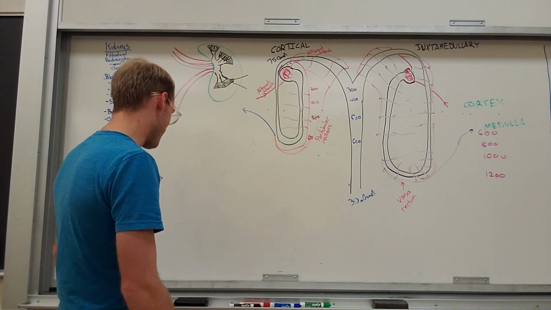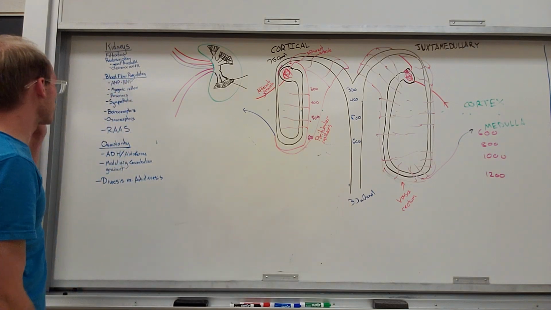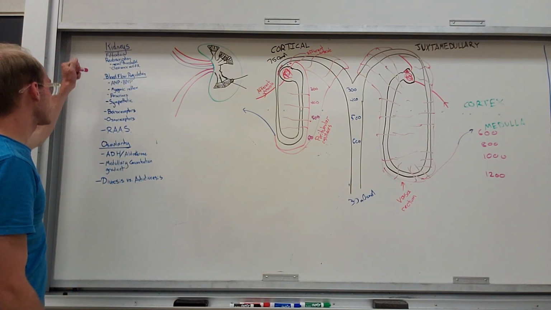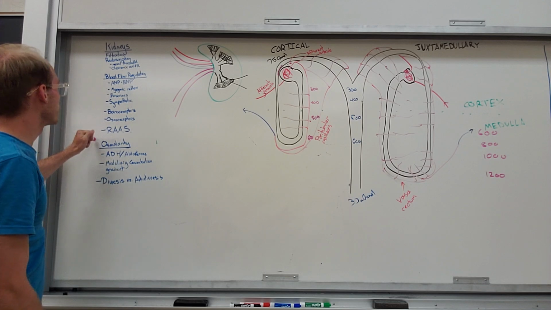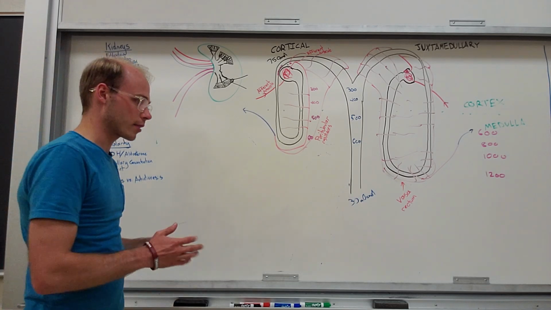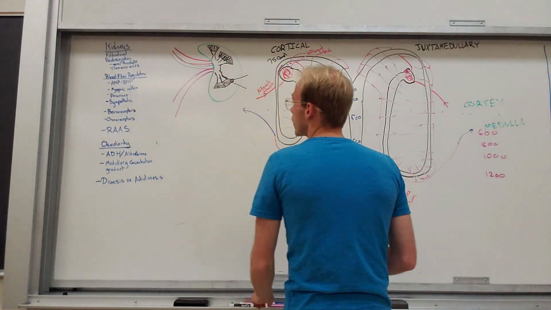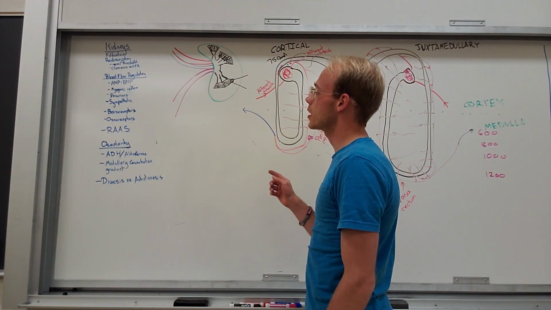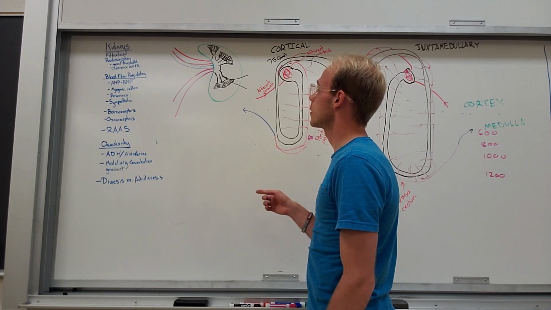Super cool. Okay, the next thing we're going to talk about is blood flow regulation. This is a long one. There's a lot of stuff that happens. We're going to hit the myogenic reflex first.